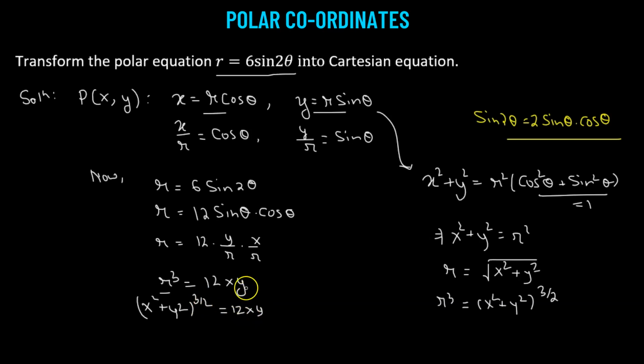So this is the Cartesian equation or the Cartesian equivalent of r equals 6 sine 2 theta. And if you want, you can also further simplify this by squaring both sides to get rid of the square root. So you will get finally x squared plus y squared whole cubed. That will be equal to, so we have to square the expression on the right hand side. So 12 squared is 144 and xy squared will become x squared y squared. So this is the equivalent Cartesian equation of r equals 6 sine 2 theta.